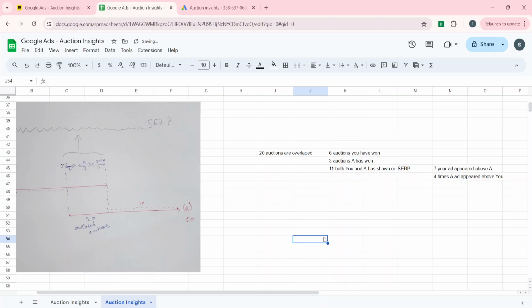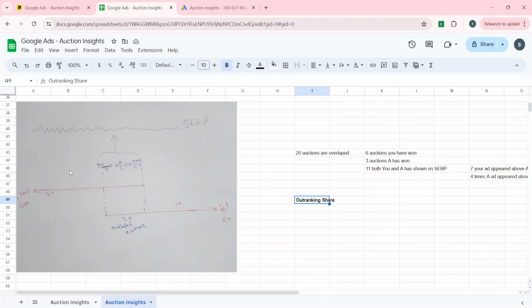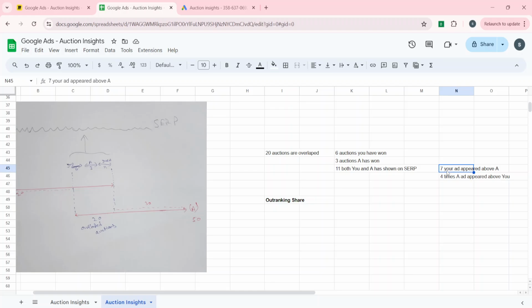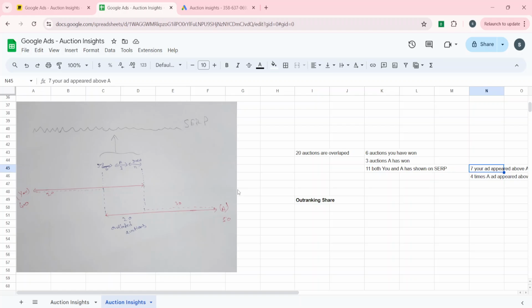So now let's see what is outranking share. Outranking share is how often your ad ranked higher in the auction than another advertiser's ad. Okay, so it is nothing but how often you have won in the auctions. That's it. This is as simple as that. So in our example, in the overlap rate we have 20 overlaps, right? In the 20 auctions, you see you have won 6 times, right? You have won 6 times, and out of 11 auctions, your ad has appeared 7 times above you, okay. So you are getting my point, right?